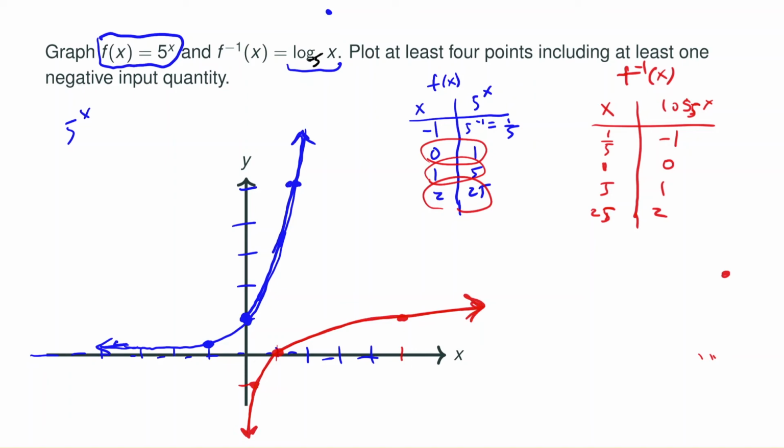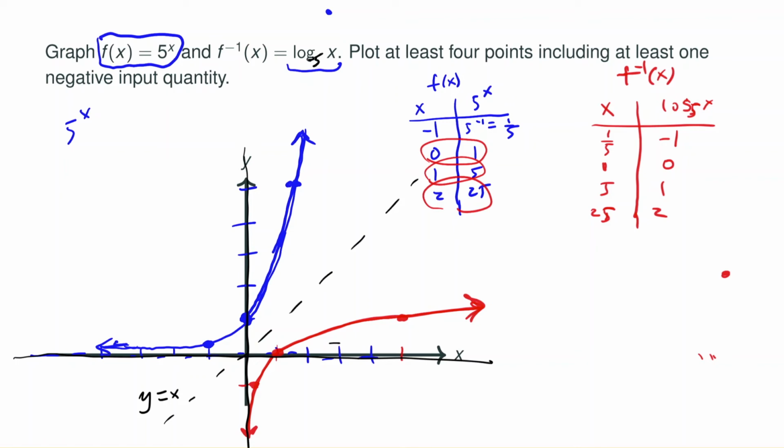Now, these are inverse functions to each other. Graphically, what that means is that we have a y equals x line, a diagonal line. If I rotate this blue graph, or reflect it along the y equals x line, I get the red one, and vice versa. That's what it means to have an inverse function, right? And when we rotate it, the horizontal asymptote of the blue one also rotates. So that's why we have a vertical asymptote for the red function, log base 5 of x.